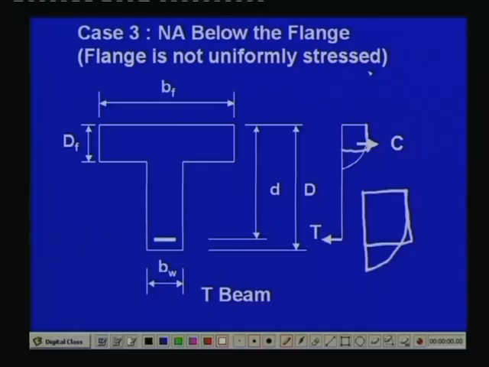So, we have three cases. Case number 1, the neutral axis is within the flange. Case 2, the neutral axis is in the web, but the flange is uniformly stressed. That means throughout the depth the flange is having stress 0.45 FCK. And third case, flange is not uniformly stressed, that means a certain parabolic portion is also coming in the flange. So, these are the three different cases you have to consider when you design a flanged beam.